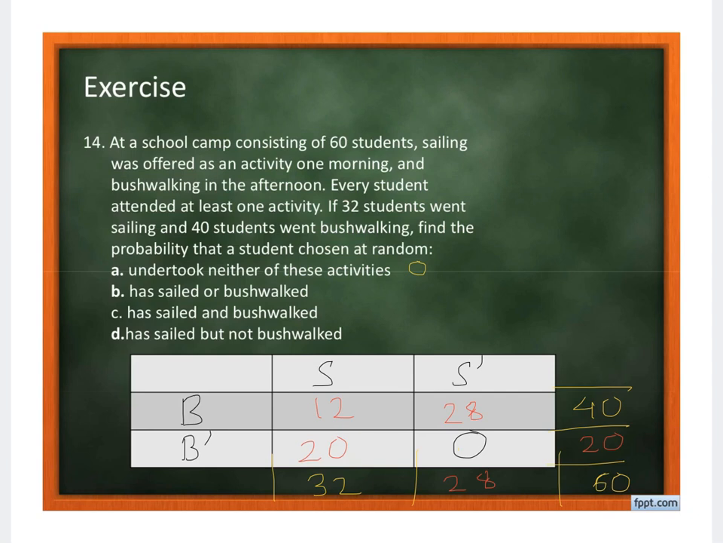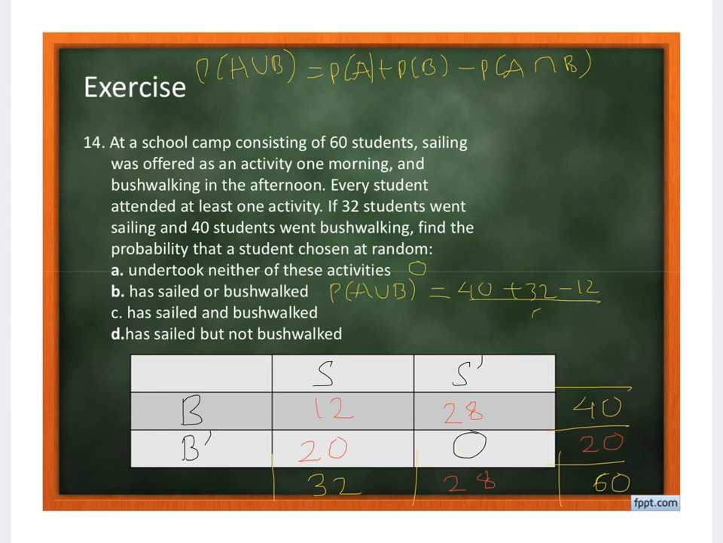Has sailed or bush walked. The probability is A union B. Remember, the probability of A union B equals probability A plus probability B minus probability A intersect with B. So it's 40 plus 32 minus 12 over the sample space, over 60. So equals 1. So that is the answer for B.